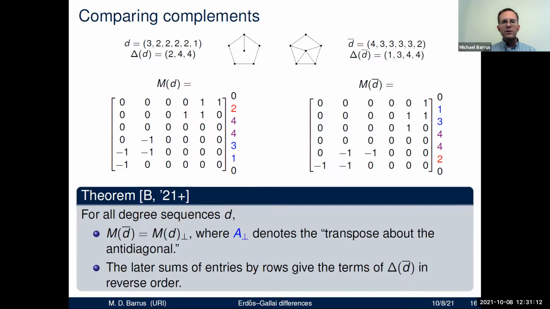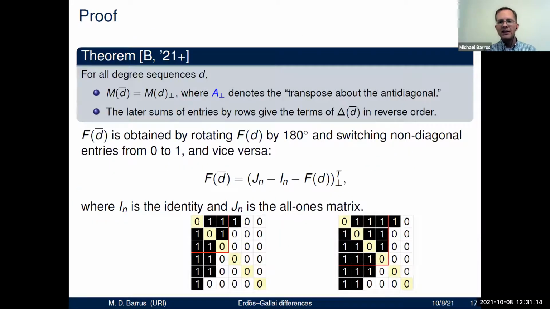So here's where that matrix is going to come in handy. Setting this Ferrers diagram as a matrix, I'm going to use the fact that I can get the Ferrers diagram of the complement by rotating and toggling the entries of the original Ferrers diagram. And I'm going to express the Ferrers diagram of D bar as the all ones matrix minus the identity matrix, which is going to preserve the zeros on the diagonal.